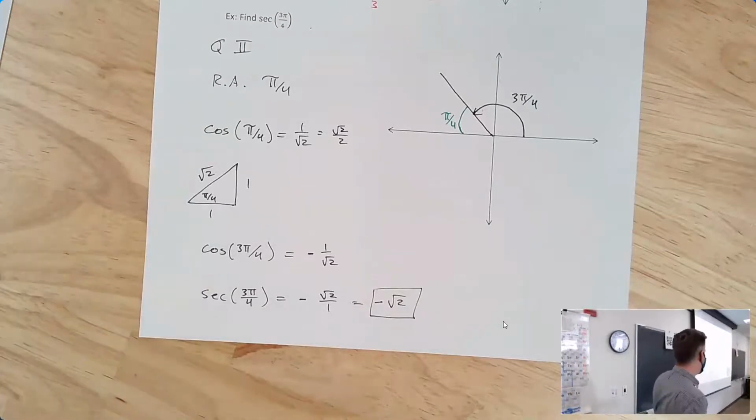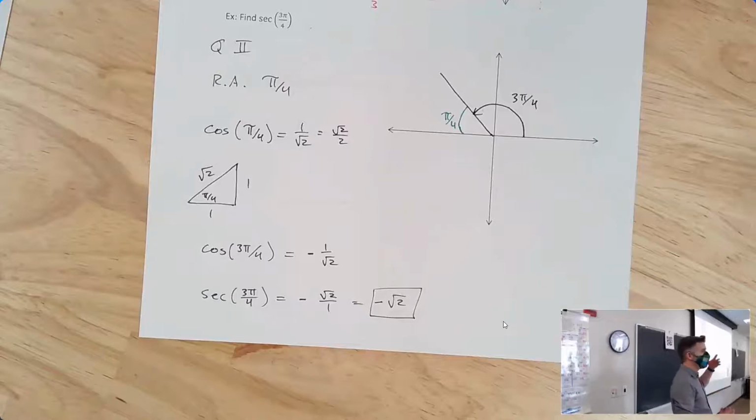This is how I would encourage you to evaluate trig functions of the special angles on the unit circle. Find the reference, find the quadrant, find the reference angle, find whatever the trig function is of the reference angle, and then adjust the sign.